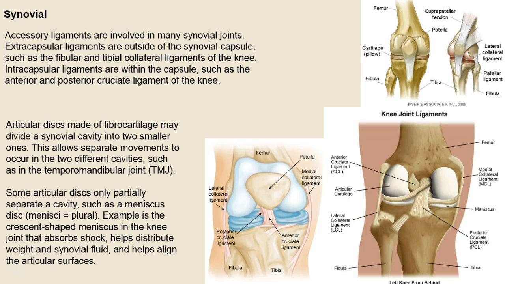There are articular discs made of fibrocartilage, and they can divide the compartment, such as the TMJ, which we don't have a picture of. But we do have the meniscus. Meniscus is singular. It's like a gasket here. It's going to absorb some shock and help distribute weight, but it's not a complete gasket. So it creates partial cavities.